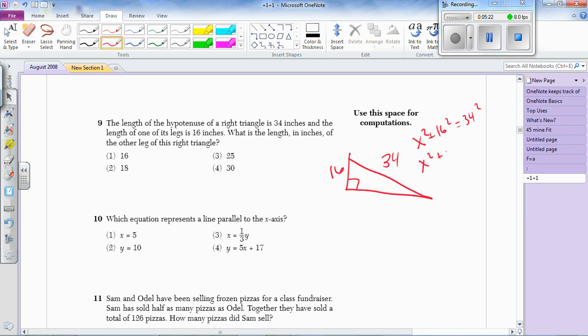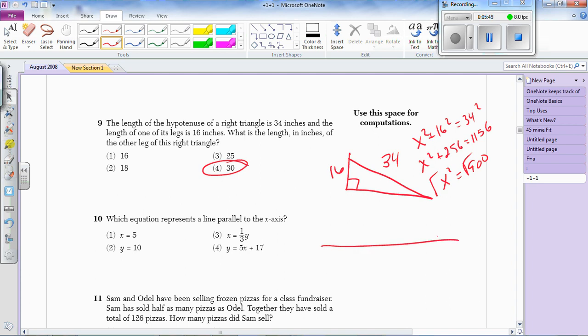x squared plus 256 equals, I have no idea, 1156. Minus 256 equals 900, so x squared equals 900. Take the square root of both sides. The answer is 30.